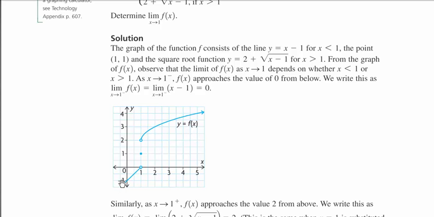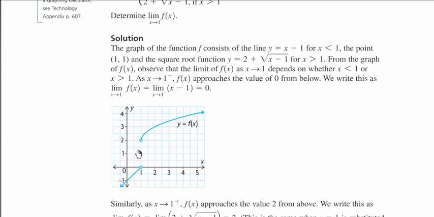But the basic idea is, as I'm coming from the left side, the y value that I'm approaching is 0. You can see that I'm coming up this curve here, and I'm headed towards that point right there. If I'm coming down the right side of the curve, I'm heading towards this point right here. So the limit as I come from the left side is a y value of 0. The limit as I come from the right side, the y value is 2. And so the limit for this whole function does not exist.